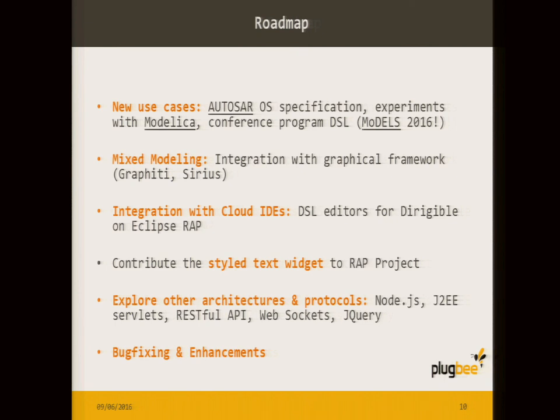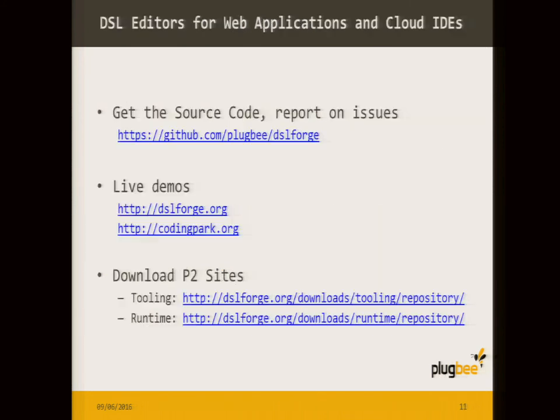And we also explore other architectures and protocols, because when you deal with IT, the trends are moving fast. There are a lot of technologies, protocols, and APIs. For the dynamic aspect, we have focused on Eclipse RAP, but we don't exclude other technologies, just to cover other use cases, other scenarios. And of course, a lot of bug fixing and enhancements.